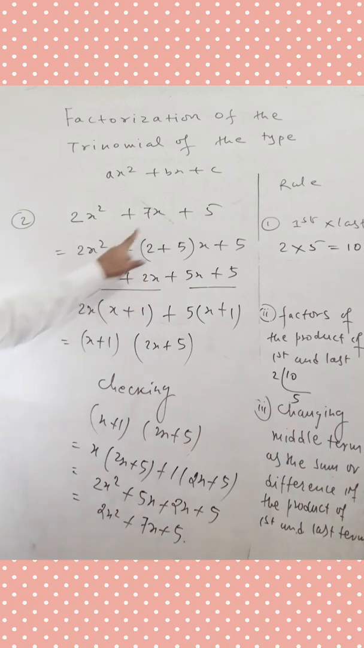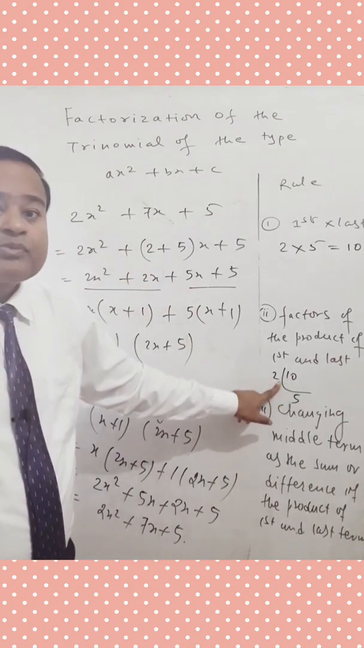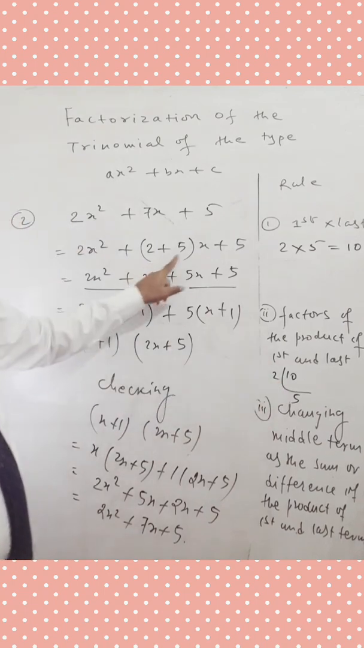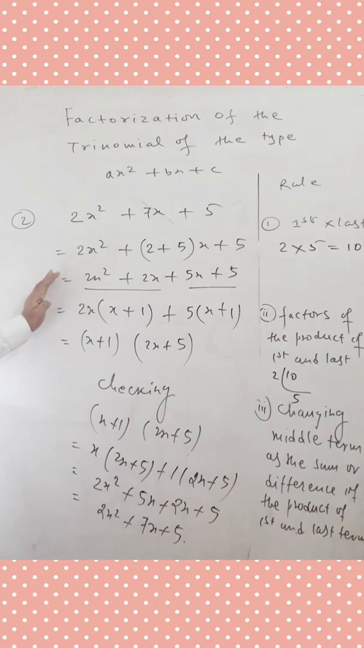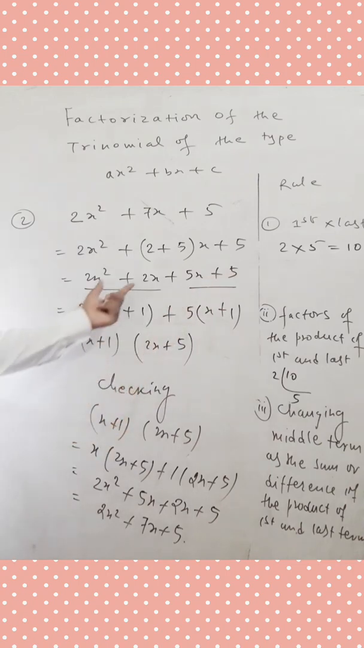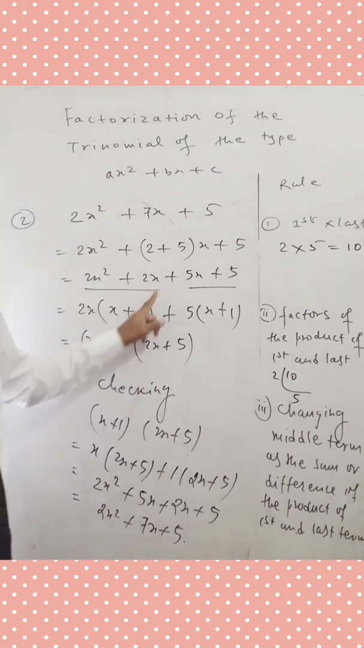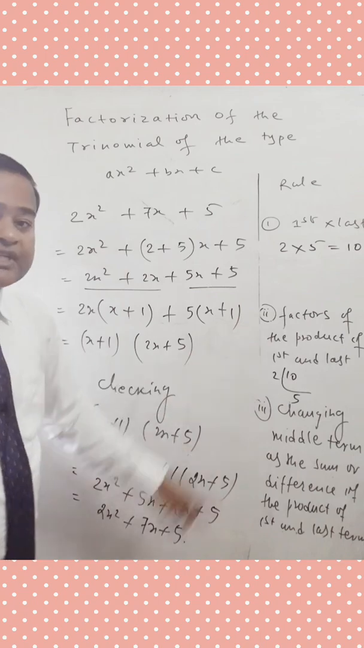So in the first step, 7 we have changed by taking the sum of two factors of the product of first and last number. That means 2 plus 5 is equal to 7. And x is as it is, plus 5 is as it is. Now in the second step, we have done just simplification: 2 into x, 2x, 5 into x, 5x, 5 as it is. Now from the first group, 2x we can take common, then x is remaining, and then 1 is the remaining factor. From 5x and 5 we can take 5 common, then x plus 1 is remaining.